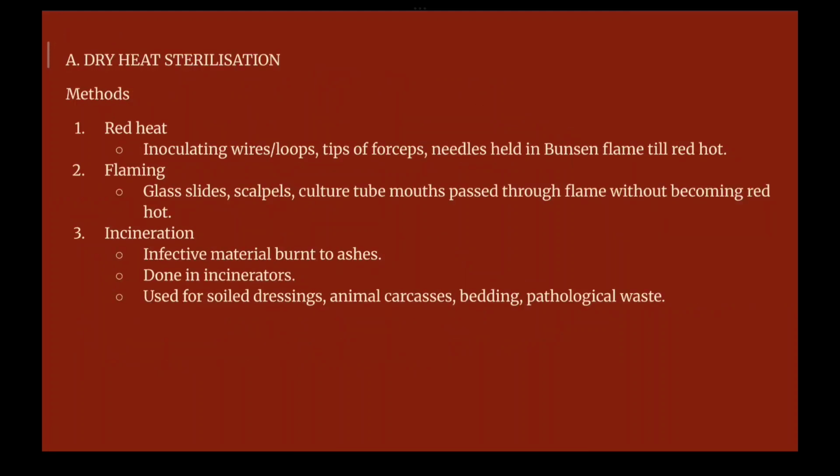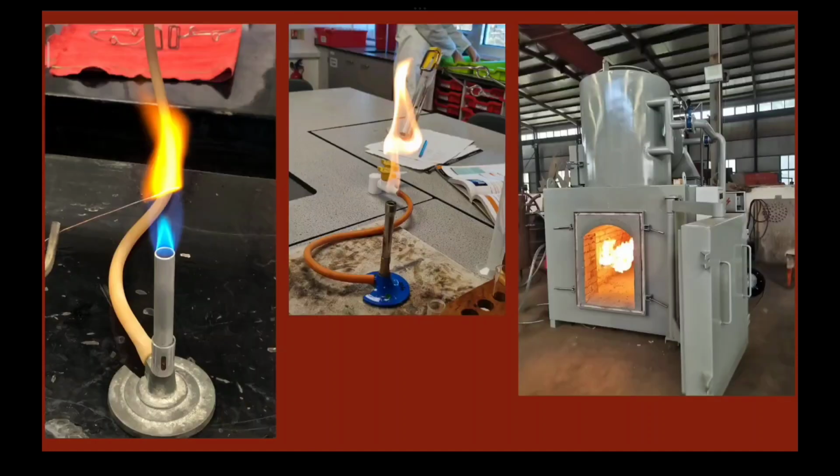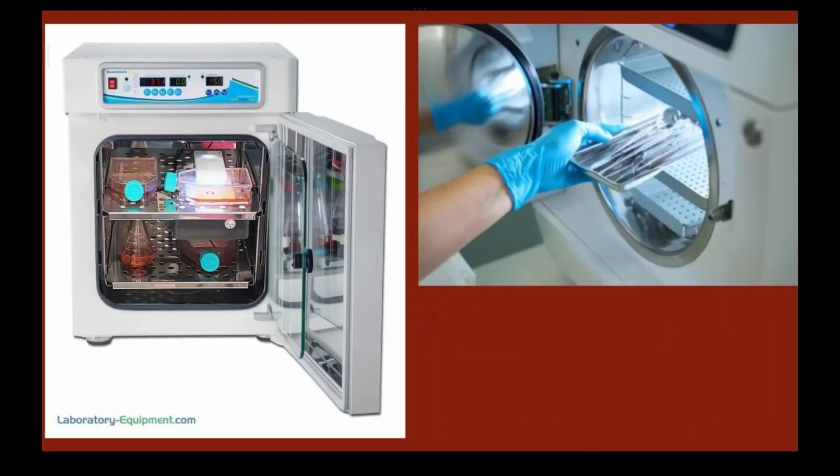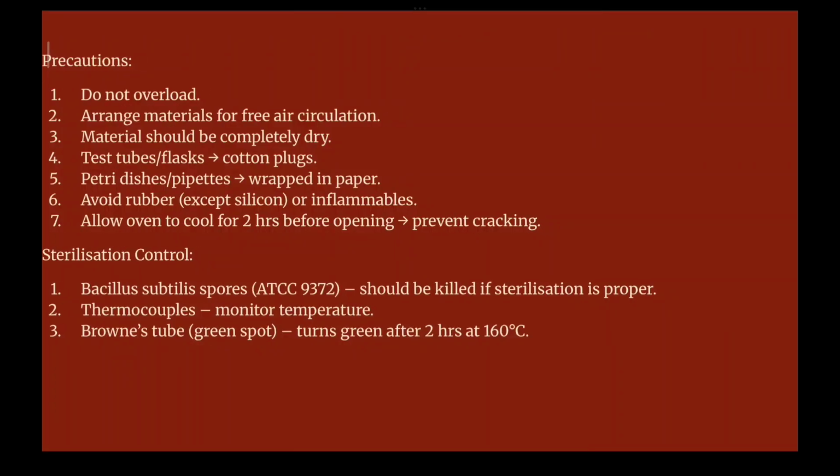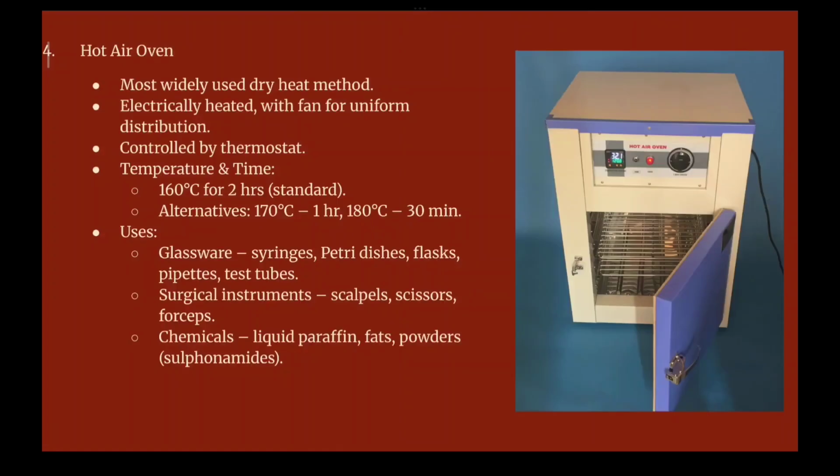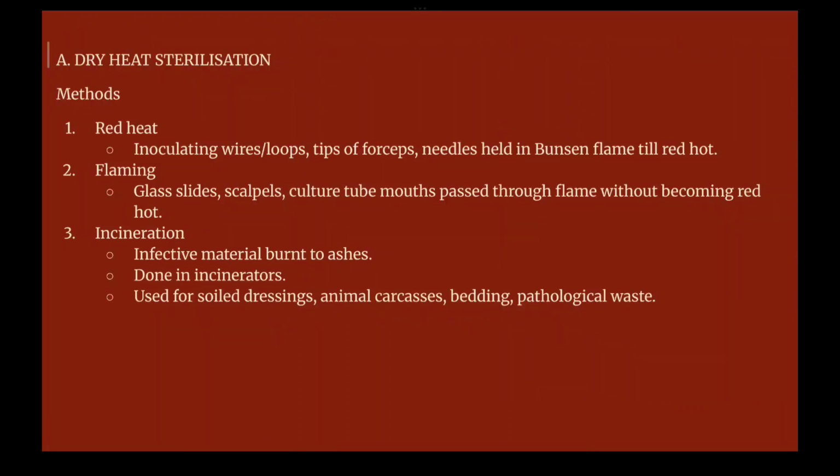Now moving to the very first type of sterilization under heat, which is dry heat sterilization. The methods adopted for dry heat sterilization are red heat, flaming, incineration, and hot air oven. So there are four different types of dry heat sterilization: red heat, flaming, incineration, and finally the hot air oven.